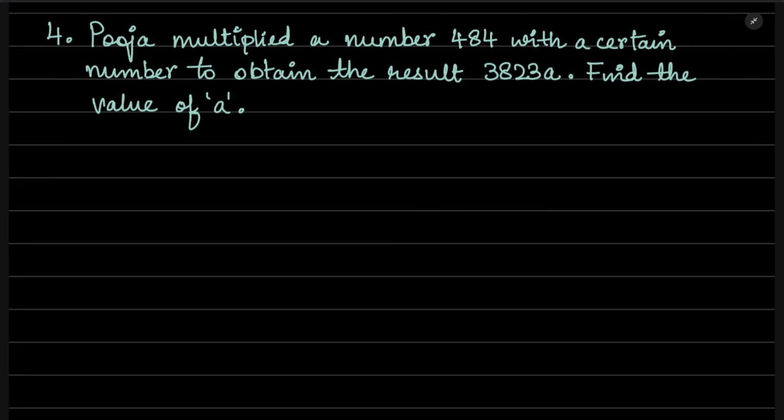Pooja multiplied a number 484 with a certain number to obtain the result 3823A. Find the value of A. So this A is nothing but a unit digit. Okay, so 484 multiplied by a certain number, let it be X, is giving you a number which is 3823A. Find the value of A is the question.